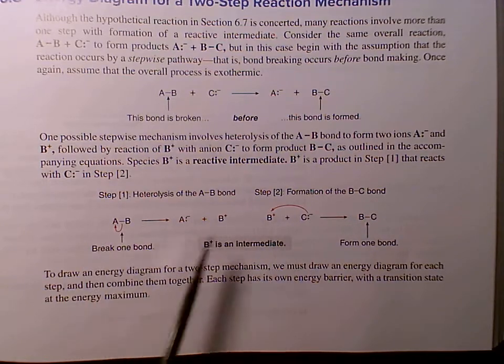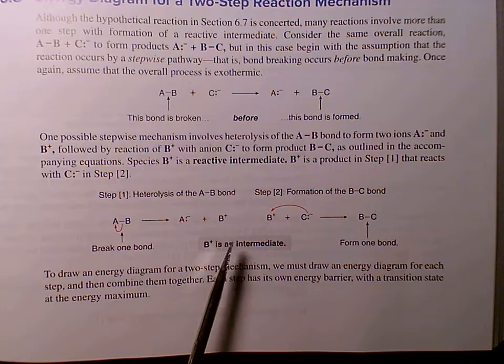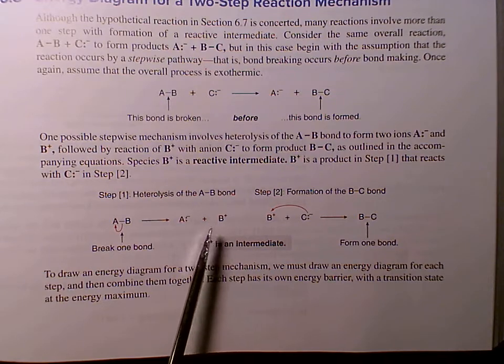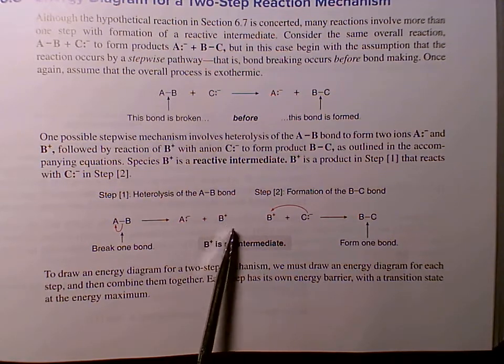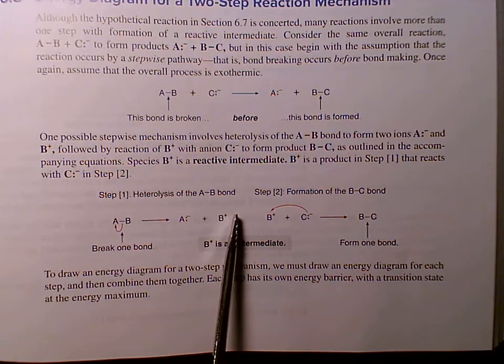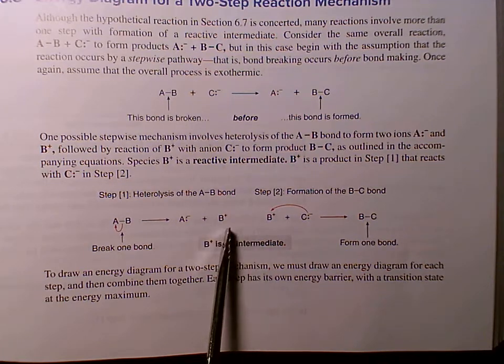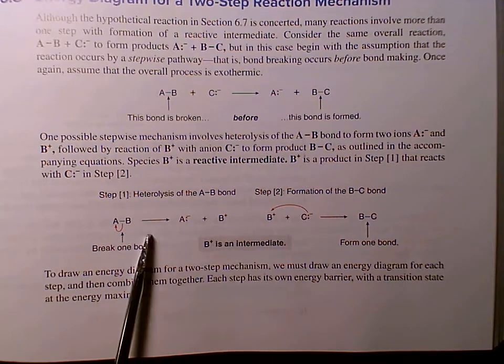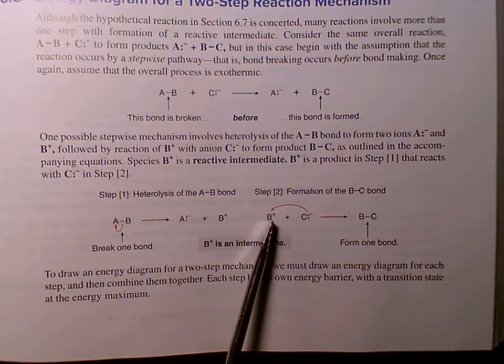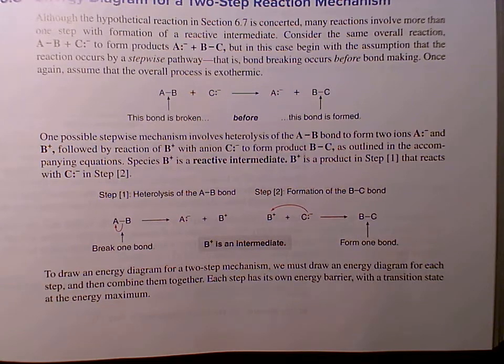Recall when you add these two reactions together, you'll get the overall reaction. B here is an intermediate, B plus. This B plus moiety, this B plus beast here, got formed in this reaction and then got used up in a subsequent reaction.